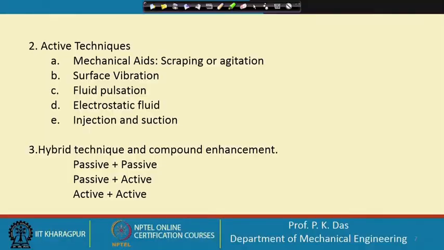Now, in many cases we go for hybrid technique and compound enhancement, where two techniques are combined together. Let us say two passive techniques can be combined, one passive and one active technique can be combined, and two active techniques can be combined. Let me give one example, and with this example we can probably end our discussion.